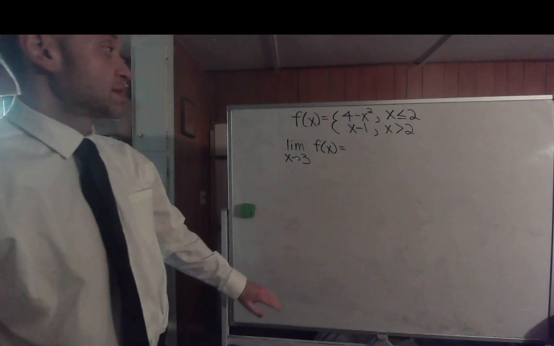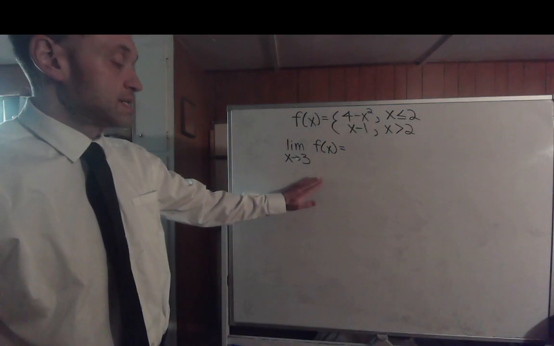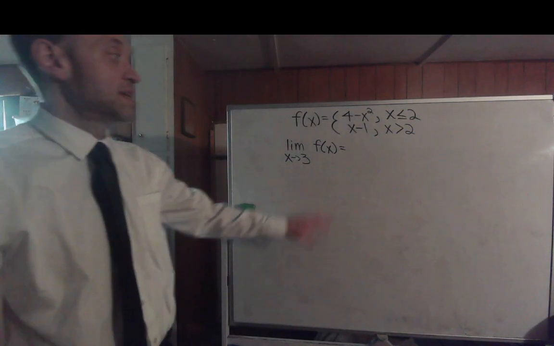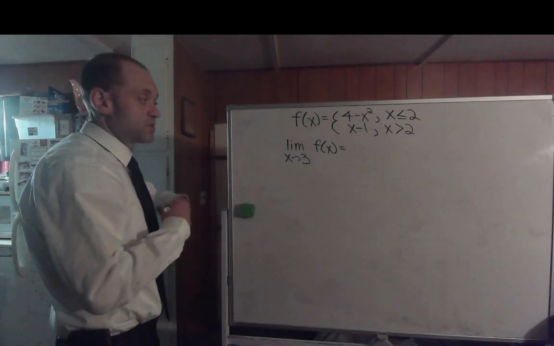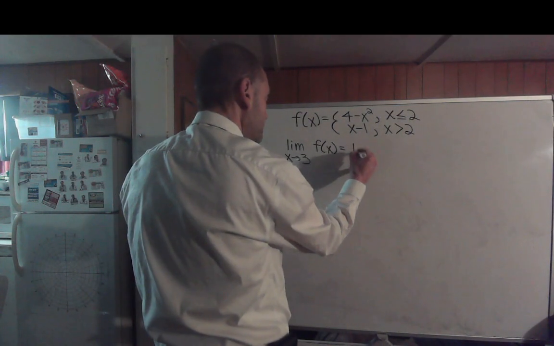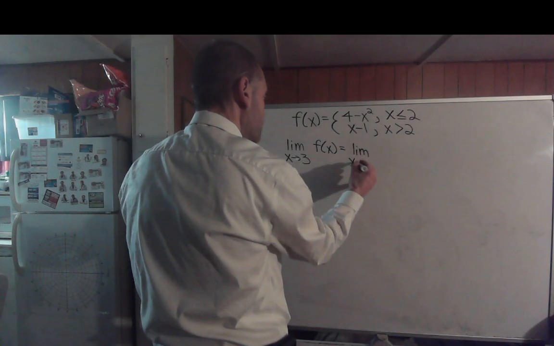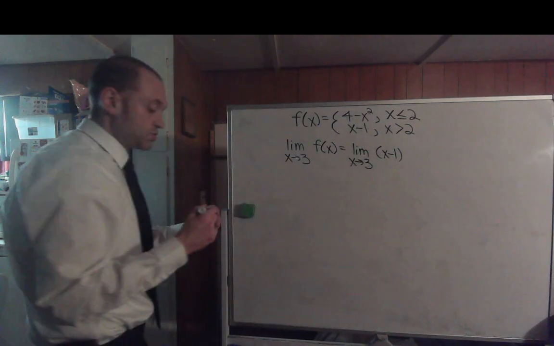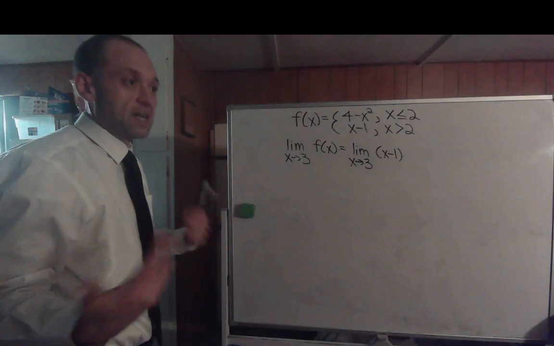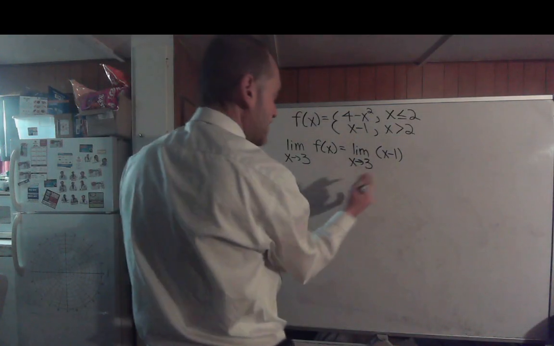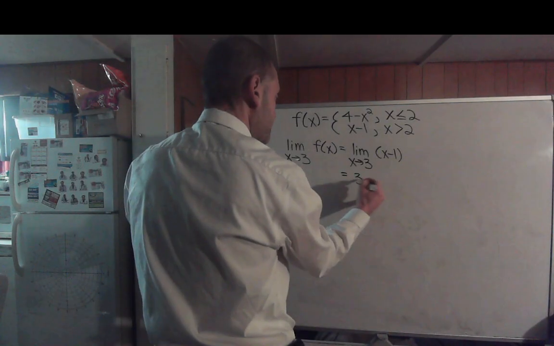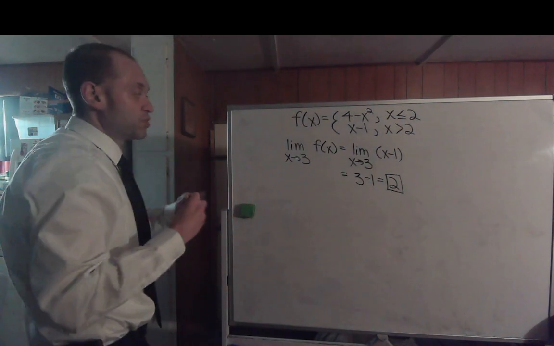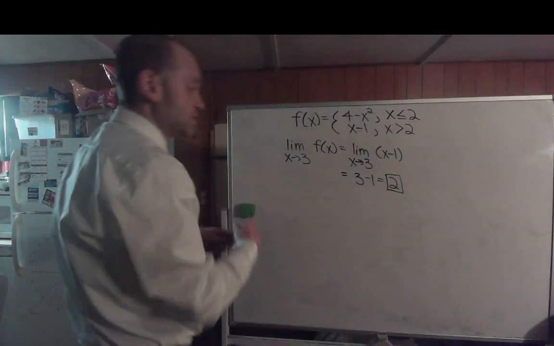As long as it's not on the breaking point, which 3 is not, it's fully greater than 2, that means f of x is going to behave like x minus 1. So this will become the limit as x approaches 3 of that x minus 1. And x minus 1 is a linear function, which is defined for the set of all real numbers. So we can do direct substitution. This would be 3 minus 1, which would be 2. So the limit as x approaches 3 of this piecewise function is 2.